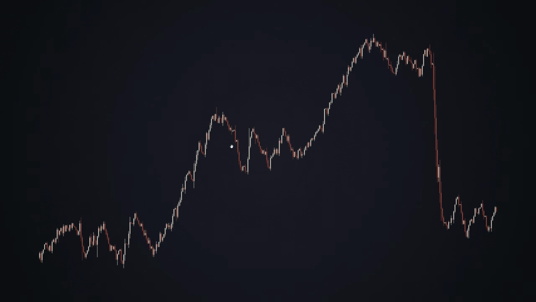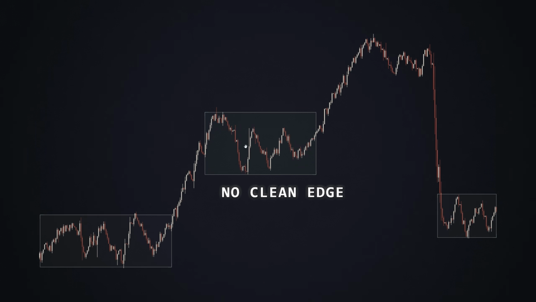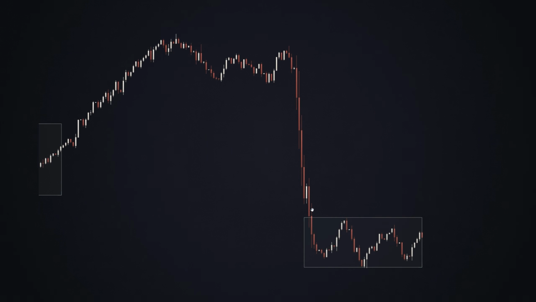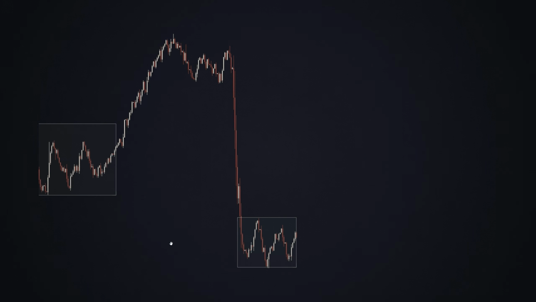Now watch the middle of that zone. Price is sitting right inside value. You never want to buy or sell there. There is no clean edge. If you buy in the middle, you're buying where sellers are still active. This is the fair value rule. If price keeps rotating inside the same area, I treat that area as value.